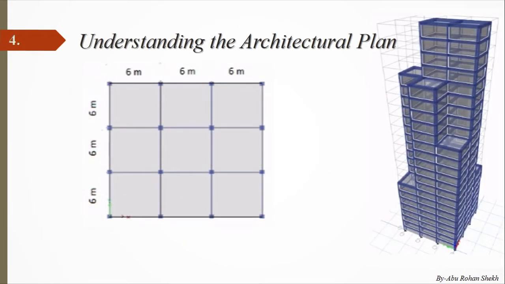At first, let's understand the architectural plan. The architectural plan is similar to the one we already used in our previous video. In this plan, you can see that 16 columns have been placed at an equal distance of 6 meters in each direction, and the total length and breadth of this structure is 18 meters along both axes.